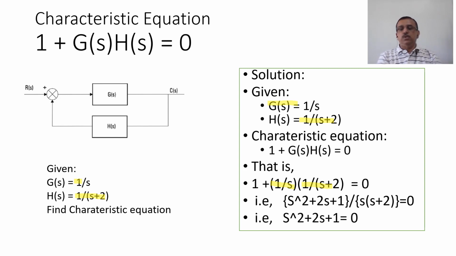So this is equal to 0 when the numerator is equal to 0. Normally we will not say s square plus 2s plus 1 divided by s into s plus 2 equal to 0. We will say the numerator of that function is 0. So the characteristic equation for this system is s square plus 2s plus 1. And closed loop poles will be found by solving s square plus 2s plus 1 equal to 0.